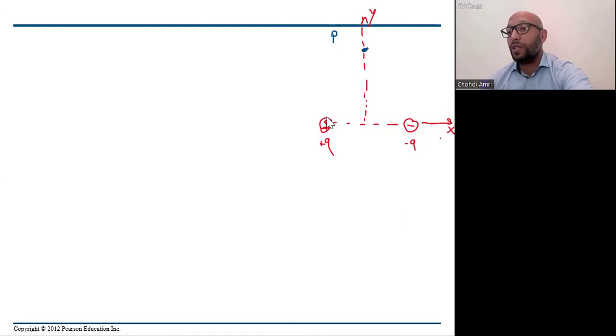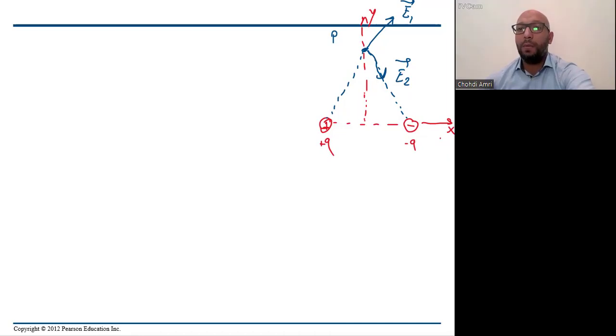As you know, a positive charge produces an electric field outward. Let's say this is E1. A negative charge produces an electric field inward, E2. The sum of these two electric fields is the following, using the parallelogram method. This is E at the point P. According to the superposition principle, E at the point P is equal to E1 plus E2.